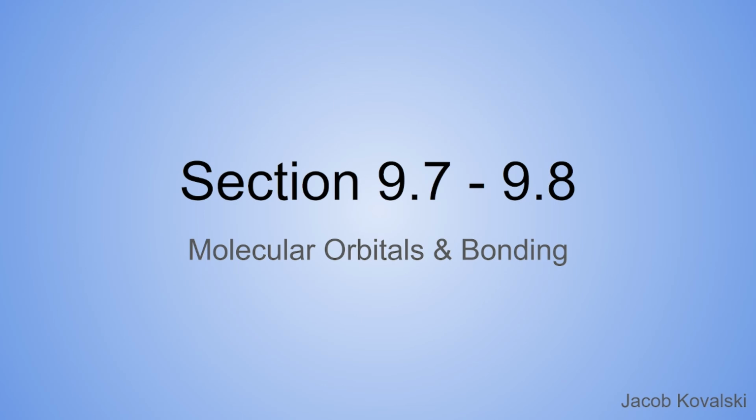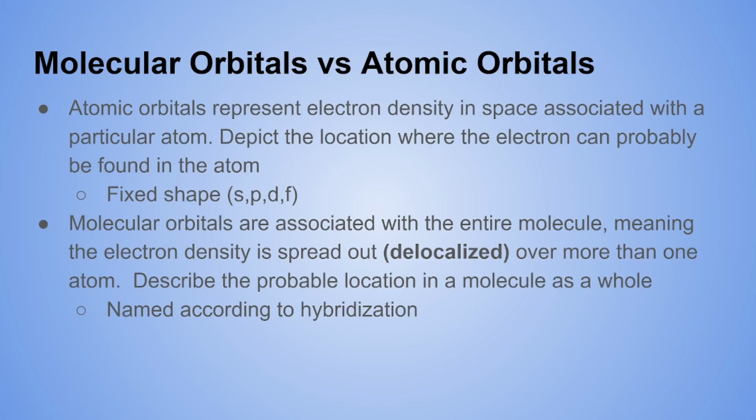So today we are doing section 9.7 and section 9.8, which is molecular orbitals and bonding. This is a unit that isn't really covered that much because it's a lot more difficult than the other units for the AP test, but it's still important information and should help you to understand the rest of the units as well.